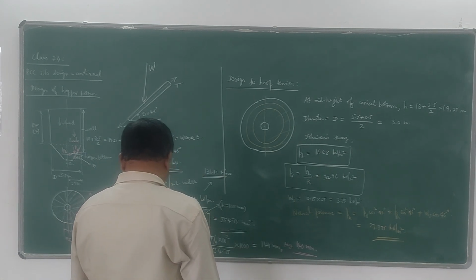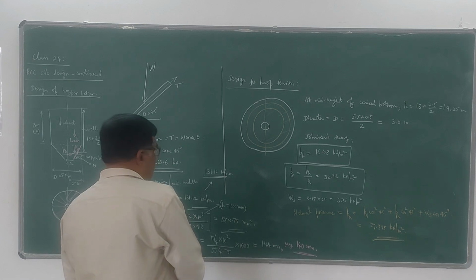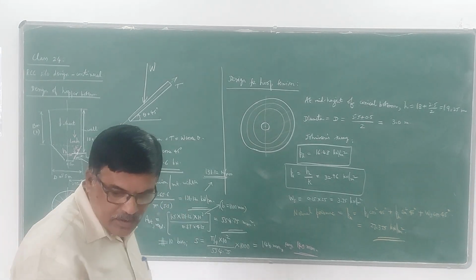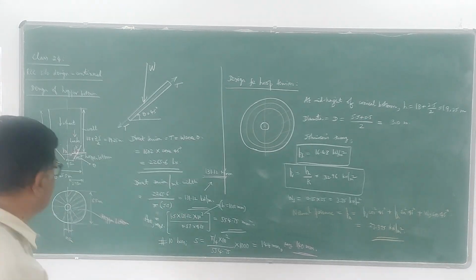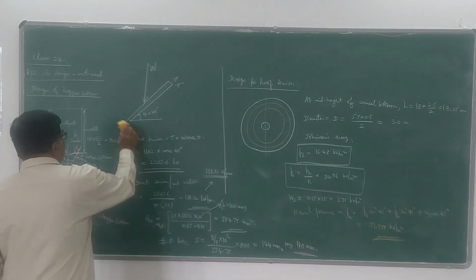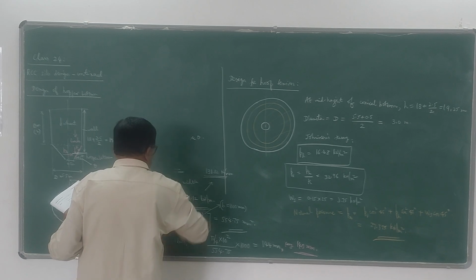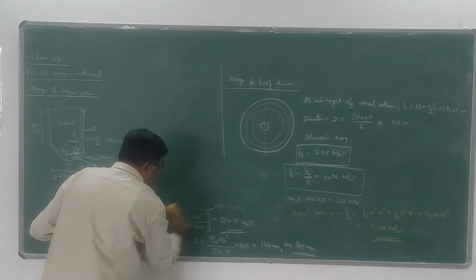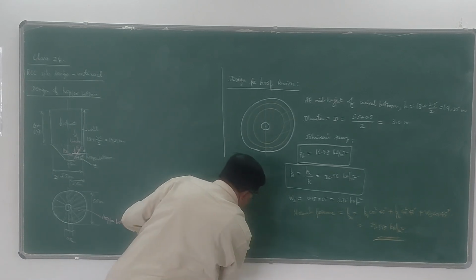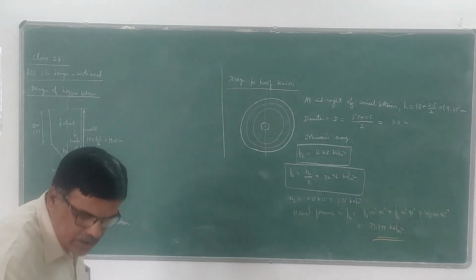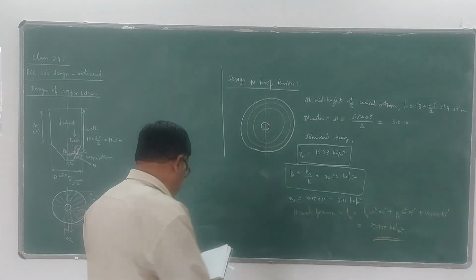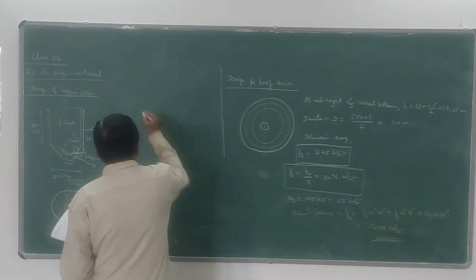Now the mean diameter at the center of the sloping slab. Normally you will take it at the center, therefore direct tension also we take at the center, and for hoop tension also we take at the center. So the mean diameter at the center of the sloping slab.